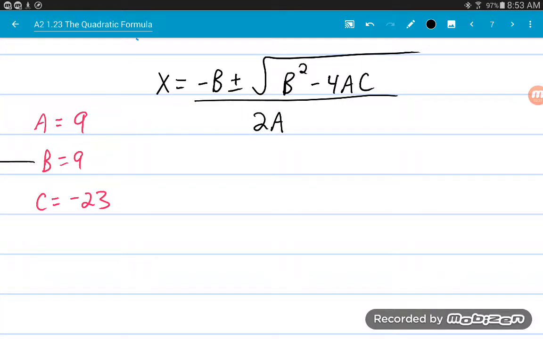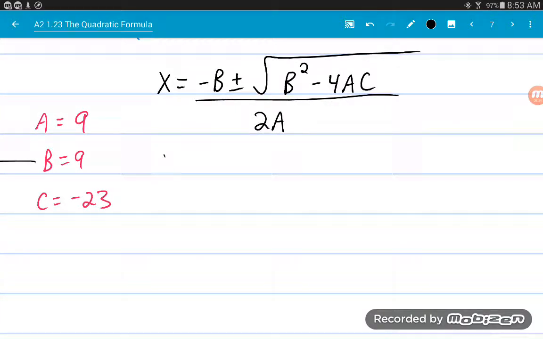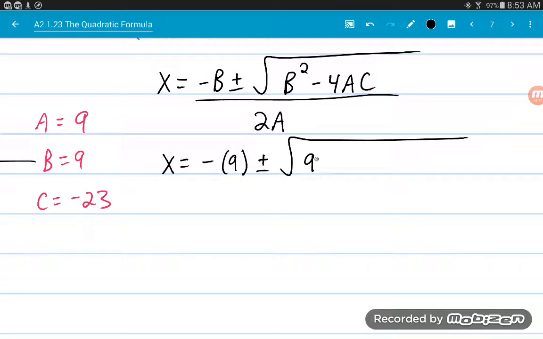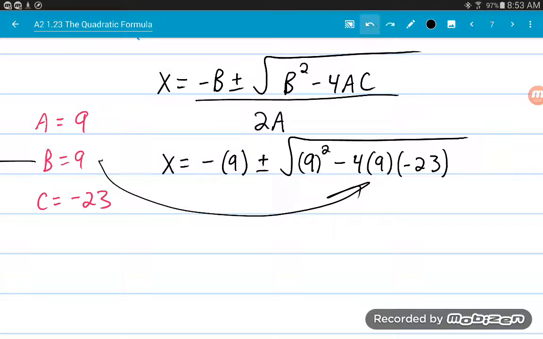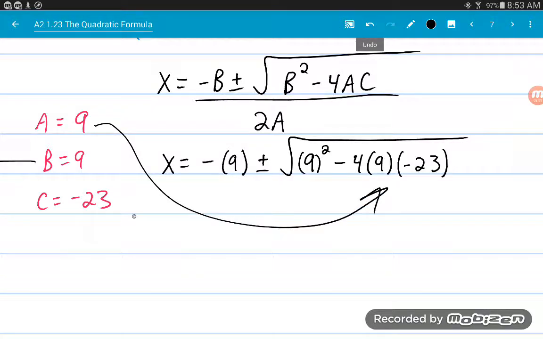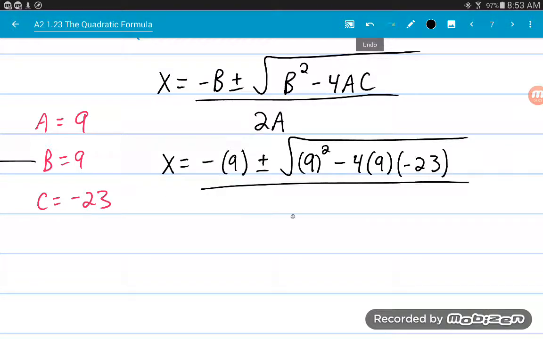So what I'm going to do when I plug them in is x equals negative b, which is 9, plus or minus the square root of b squared, which is 9 squared, minus 4 times a times c. I'm just taking these numbers and plugging them in there. That's all I'm doing. Divided by 2a, which is 2 times 9.